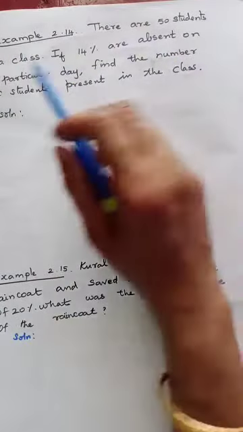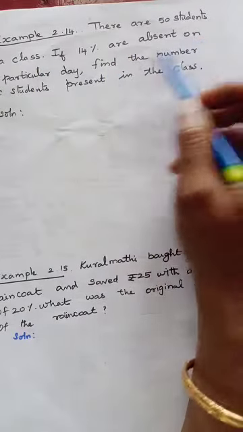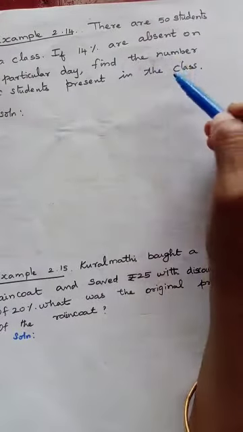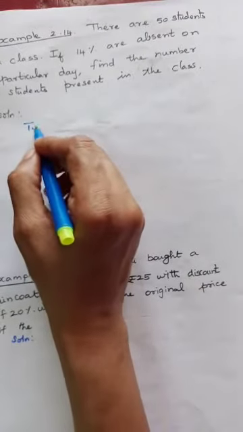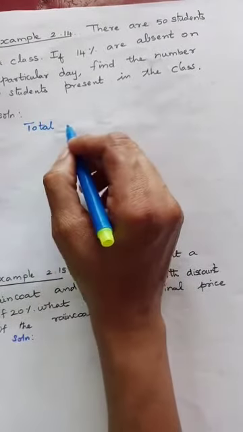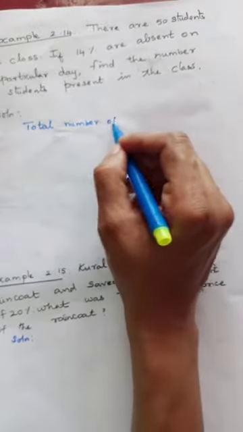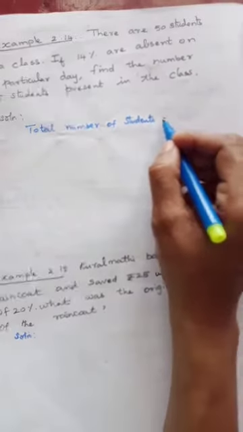Example 2.14. There are 50 students in a class. If 14% are absent on a particular day, find the number of students present in the class. Solution: total number of students is equal to 50.